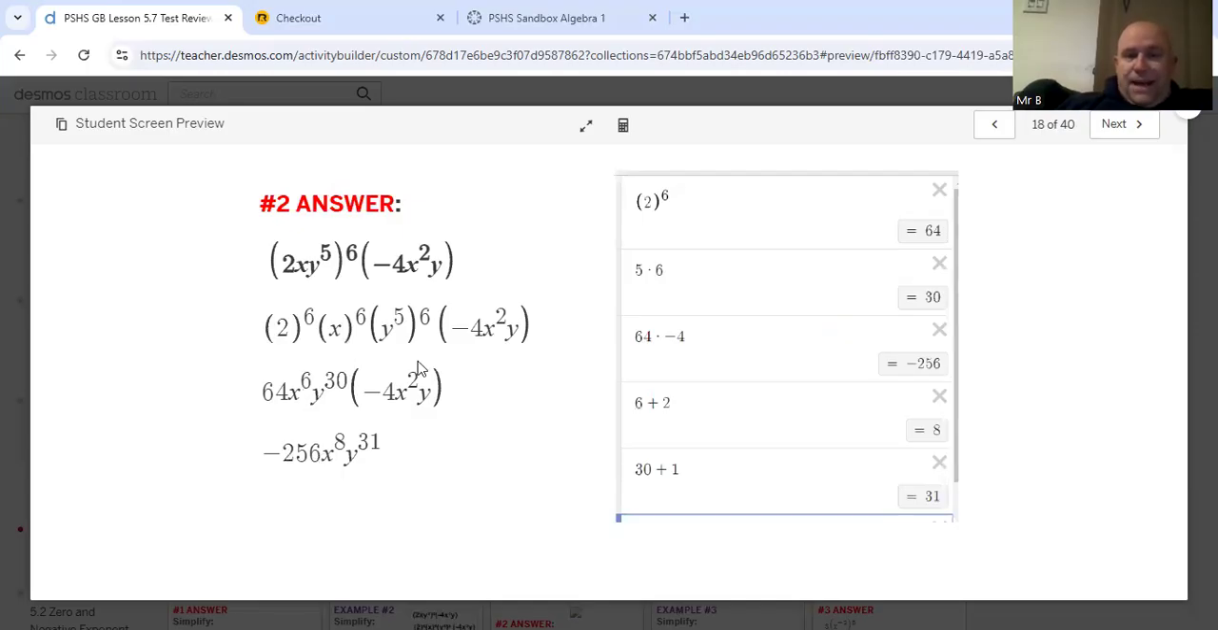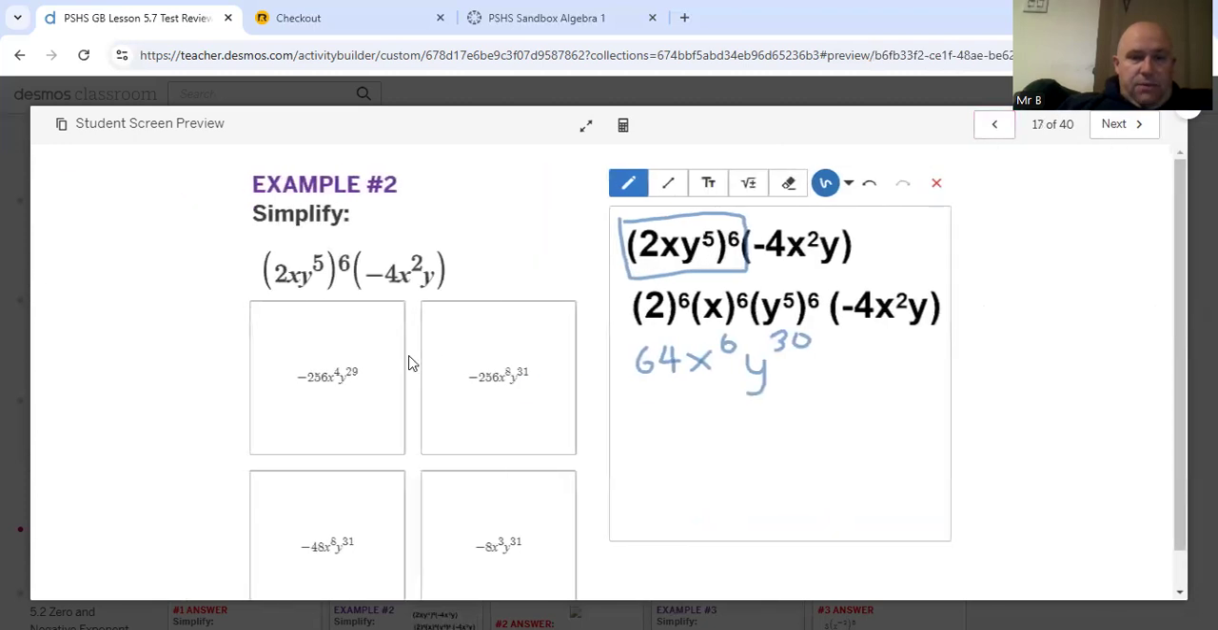When I'm multiplying, I'm adding like exponents together. So 6 add 2 is 8. No exponent is 1. So 30 add 1 is 31. And hopefully from there, we'd be able to pick out what is the correct answer. And there we go.